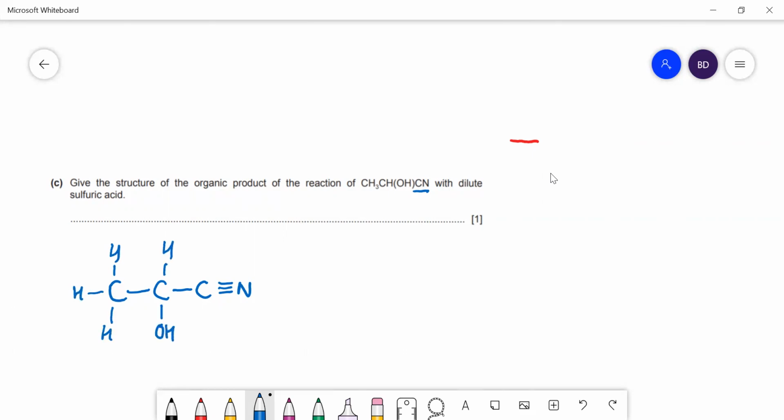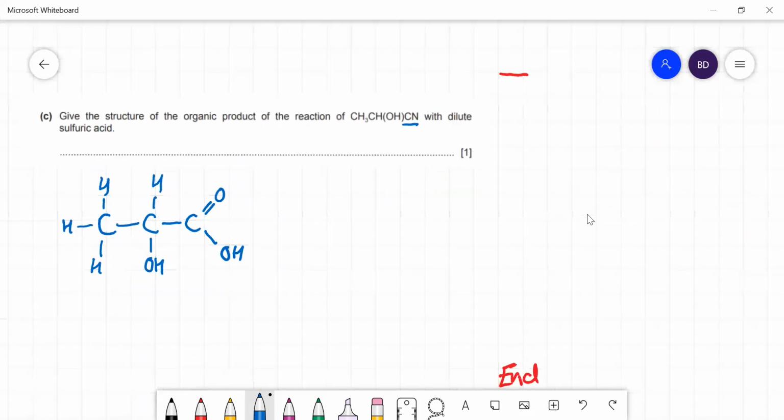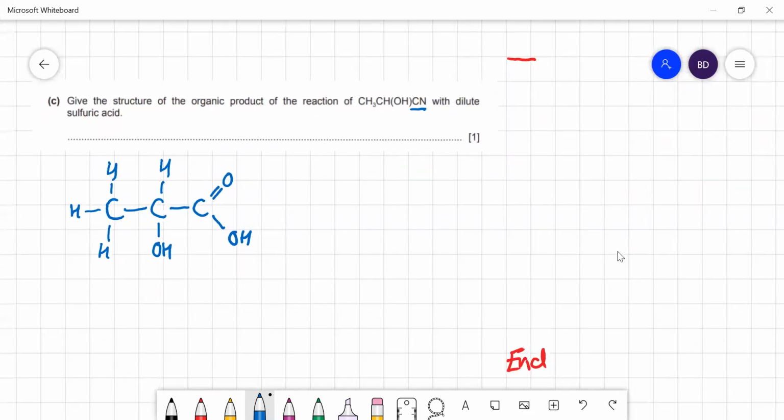When we reacted it with the acid, what's going to happen? That gets turned into a carboxylic acid. So you'll get that, which is actually lactic acid, I think. Yeah. 2-hydroxypropanoic acid. That is the end of the paper.